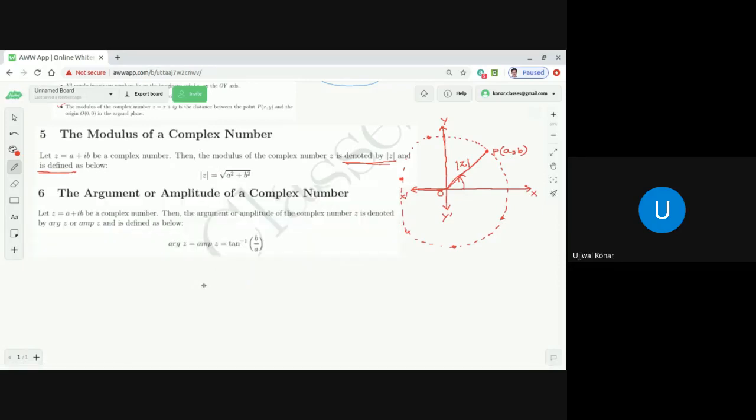The argument or amplitude of a complex number is denoted by arg z or amp z. As you know, these are the notations. And how do we define it? We define it as tan inverse of b by a. That means if this angle is theta, we can say that tan theta is equal to b by a. And tan inverse of something is nothing but an angle.